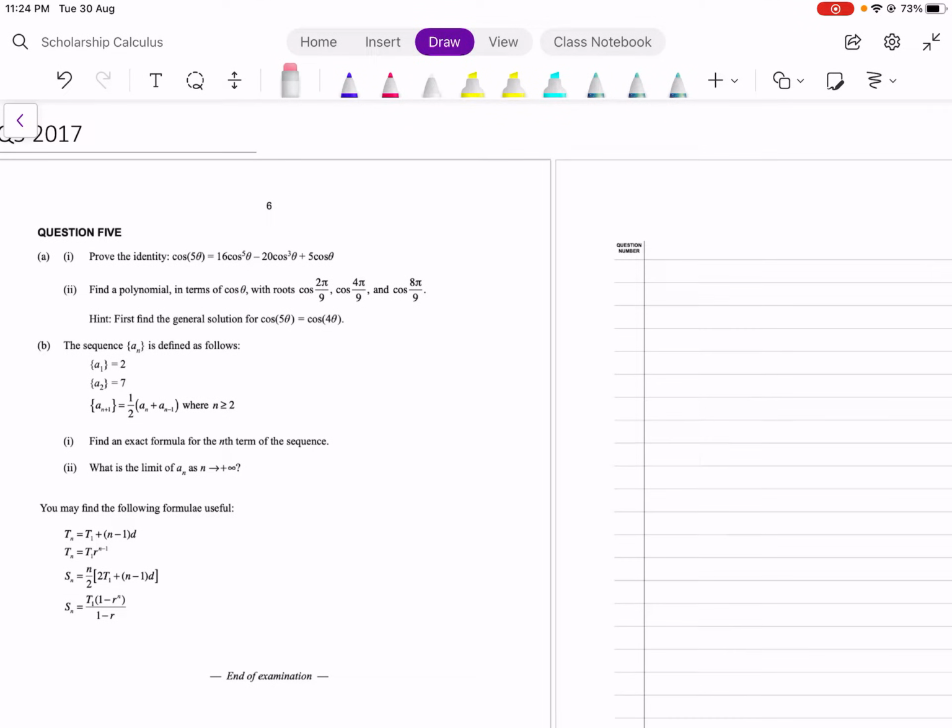We start off with a trig identity, which is an absolute beast. It's going to require quite a bit of work to get through. And then the second part is a sequence, kind of like the Fibonacci sequence, just a little bit different with the factor of a half.